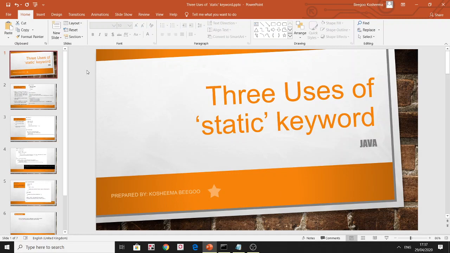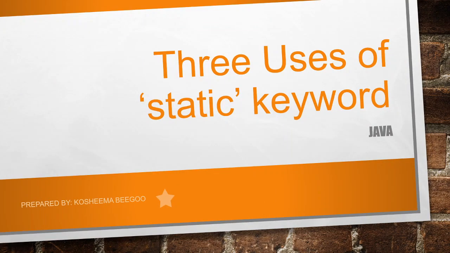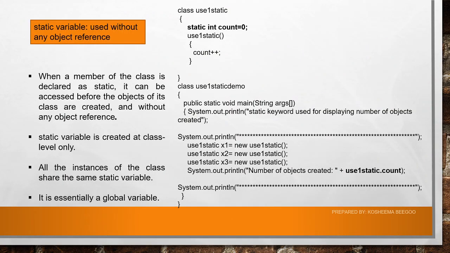So today we are going to do the static keyword. We're going to see the three uses of the static keyword. The first use is when we're using the static keyword with a variable. Why do we use it as a static variable? It's because we can access a variable without any instance, without any object reference. That is, when we're using a static variable, it's not necessary to create an object to access its data.